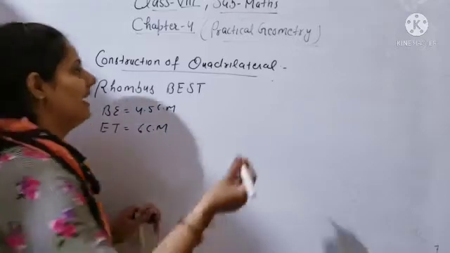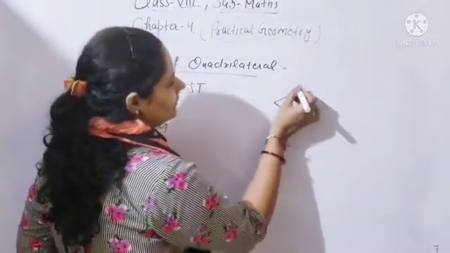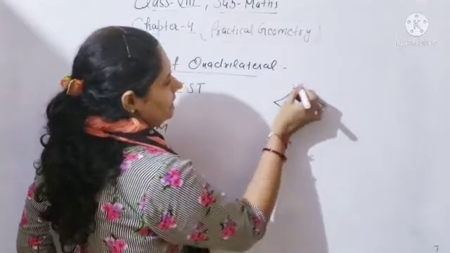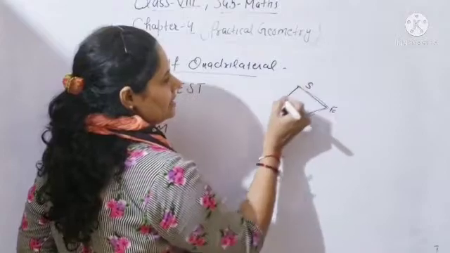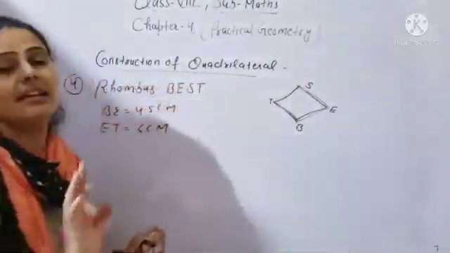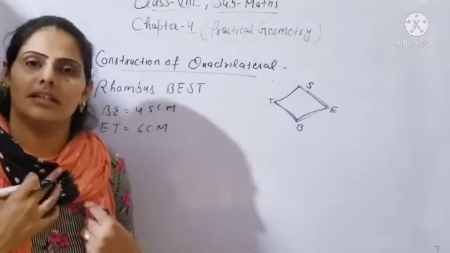So you can draw any rough diagram of rhombus. So rhombus will be like that, beta. For example, this is rhombus BEST. Rough diagram. You are making here rough diagram. The original diagram you have to draw with the help of compass and ruler, beta.